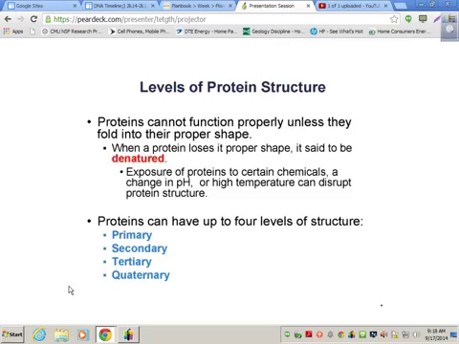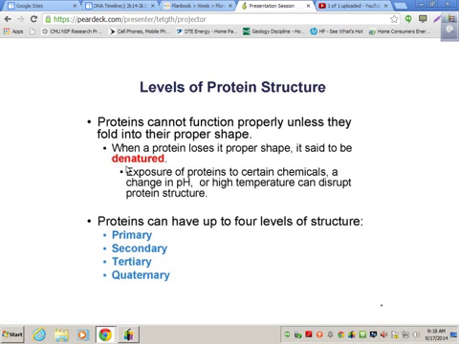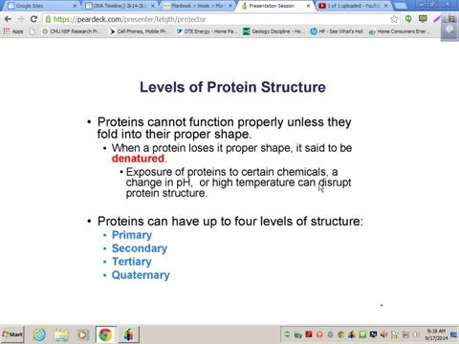So proteins cannot function properly unless they fold into their proper shape. Now, when a protein loses its proper shape, it's said to be denatured. So we said we can use proteins in enzymes over and over again, right? Unless they become what? Denatured. Then we got a problem. Then things don't fit. Now I have a problem with my structure, therefore I have a problem with my function. So exposure of proteins to certain chemicals, like a change in pH or a high temperature, can disrupt protein structure.